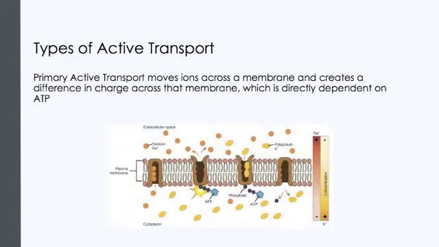Moving on to primary active transport, where ions move across a membrane and create a difference in charge across that membrane. This is directly dependent upon ATP, and we can see that illustrated in the cartoon below. So the gist of this cartoon is that moving the ions against their concentration gradient creates an electrochemical gradient.